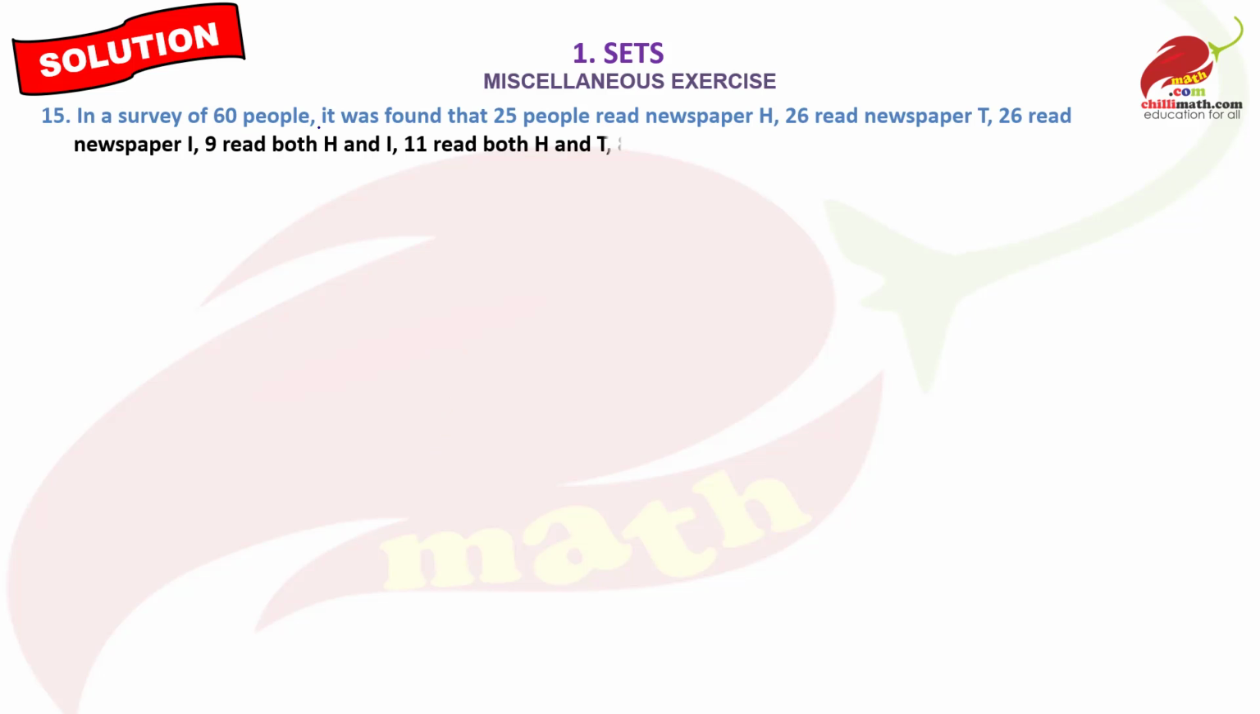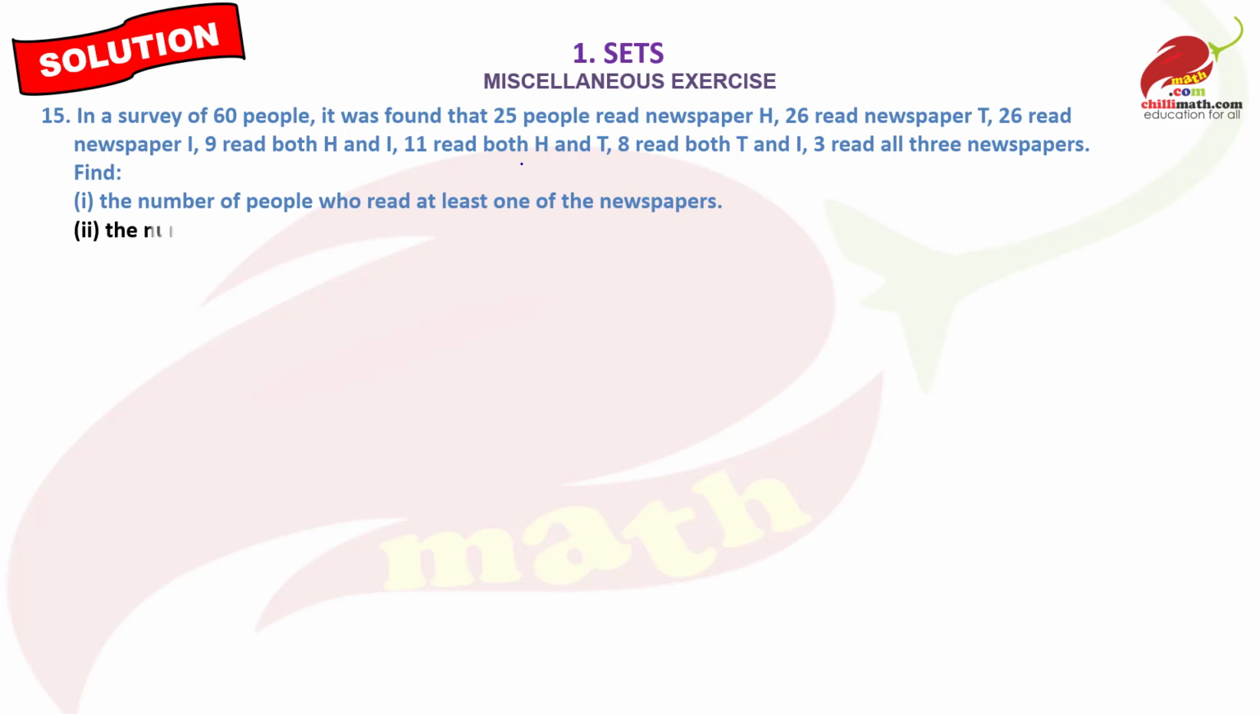15th question is, in a survey of 60 people, it was found that 25 people read newspaper H, 26 read newspaper T, 26 read newspaper I, 9 read both H and I, 11 read both H and T, 8 read both T and I, 3 read all 3 newspapers. Find the number of people who read at least one of the newspapers. Second is the number of people who read exactly one newspaper.